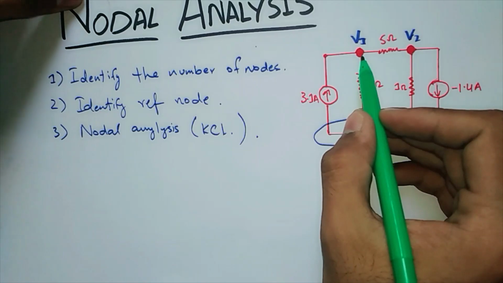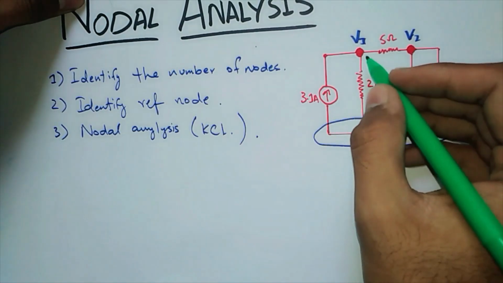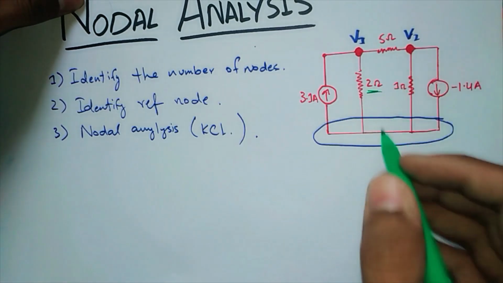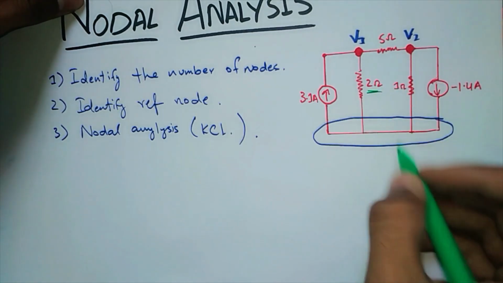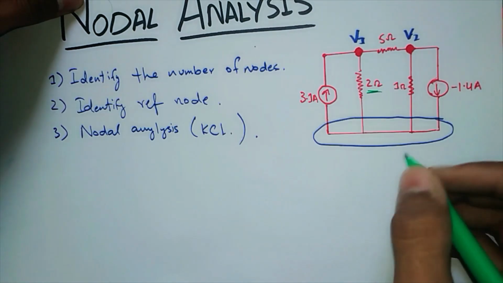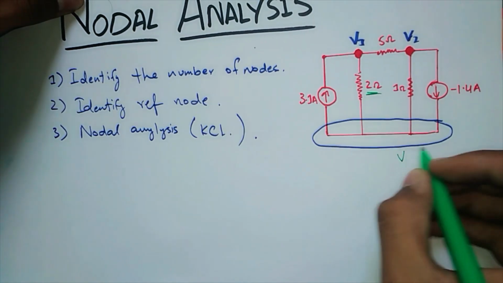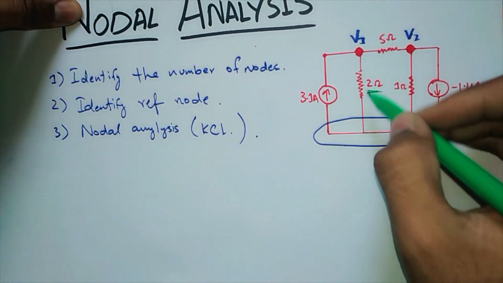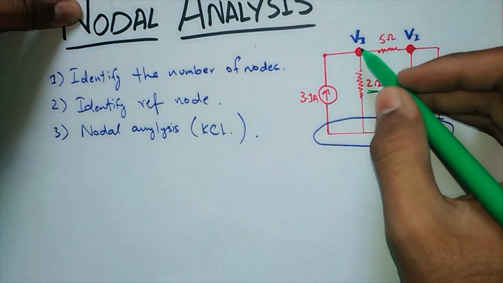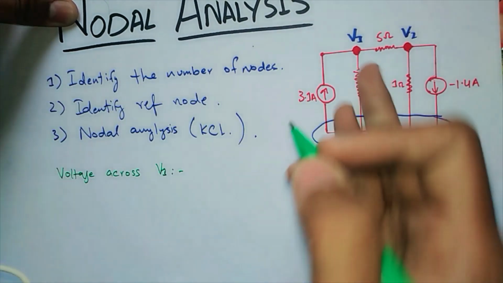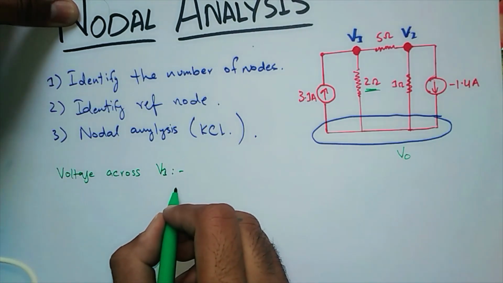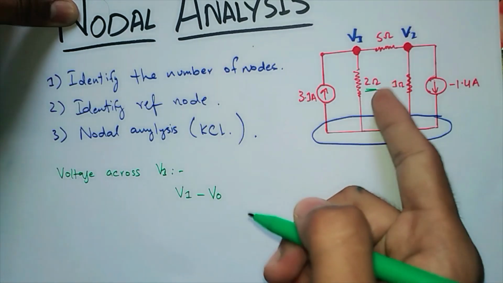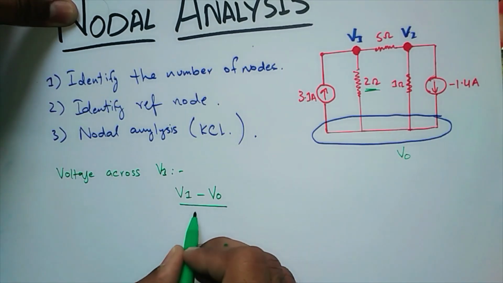First we will find the voltage across V1. As you can see, the 2 ohm resistance is connected across V1, and this we can call the reference node. So we give the name of the reference node V0. As the 2 ohm resistance is connected between the reference node and V1, we write its equation as (V1 minus V0) over 2.